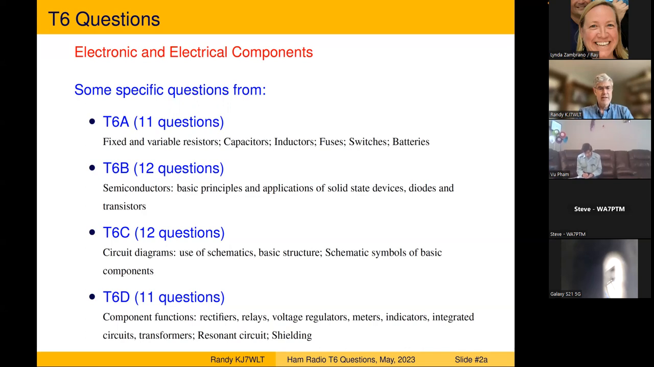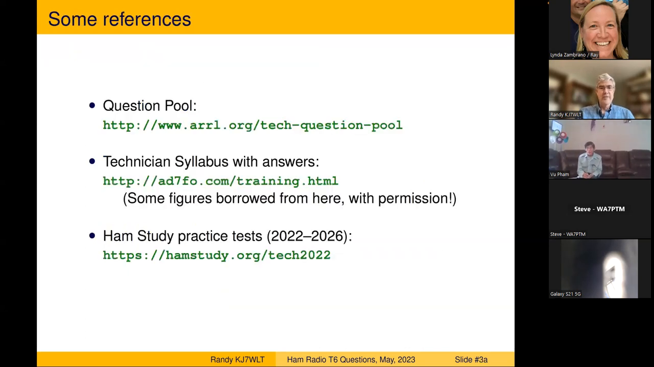There are 4 different sections, and this shows the number of questions in the question pool in each section. But I think on the actual exam, there's only 1 question from each section, so a total of 4 questions from today's set of material. And it's all on electronics and electrical components.